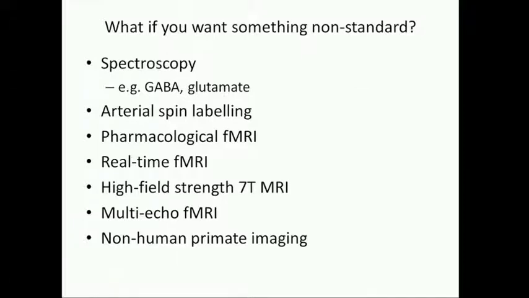What if you want something non-standard? Well, that's available too, and these things are in different forms at the moment, and they'll proceed with different speeds depending on what people are interested in doing. So if you're really interested in doing something new that I haven't mentioned in detail, please let us know. Some of the examples of things that you might want to use might include spectroscopy to look at things like GABA and glutamate, arterial spin labeling, pharmacological fMRI, real-time fMRI, high field strength fMRI. I mentioned the 7 Tesla scanner already, and it's a great resource. Multi-echo fMRI and non-human primate imaging, to name but a few. And I mentioned small animal imaging earlier. That's another one that should definitely be on this list.